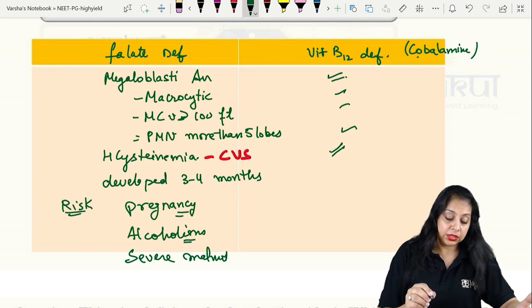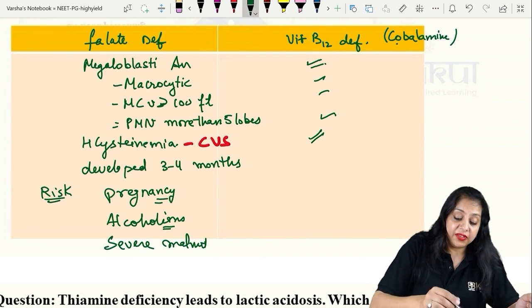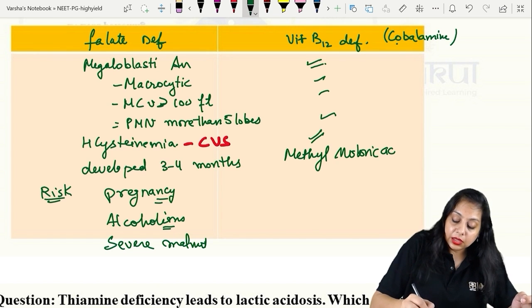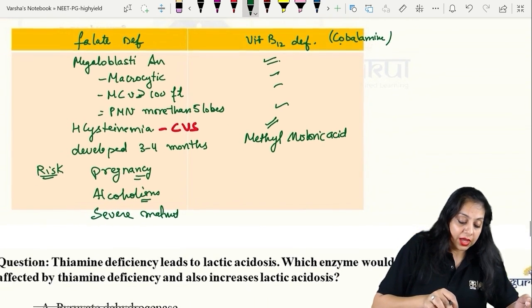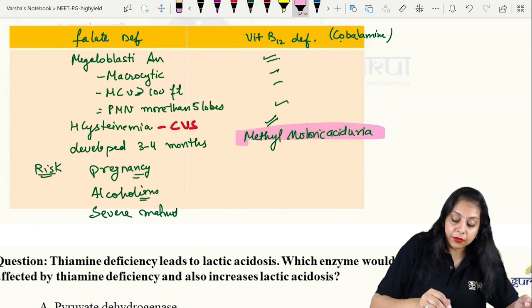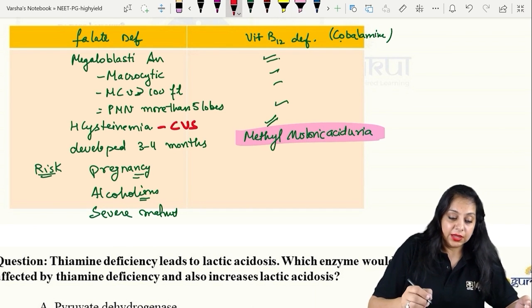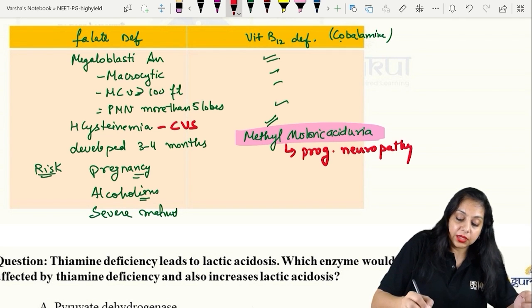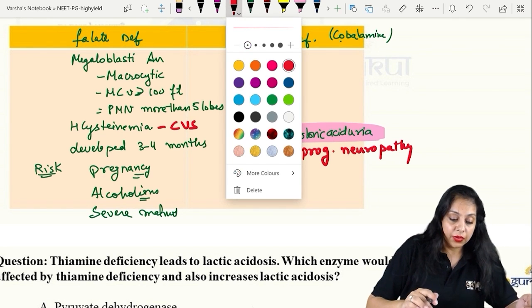These are the major ones. For the vitamin B12 deficiency, what extra thing do you have? Methylmalonic aciduria. Methylmalonic aciduria is the one that we find in this one, right? And methylmalonic aciduria is always associated with the progressive neuropathy.